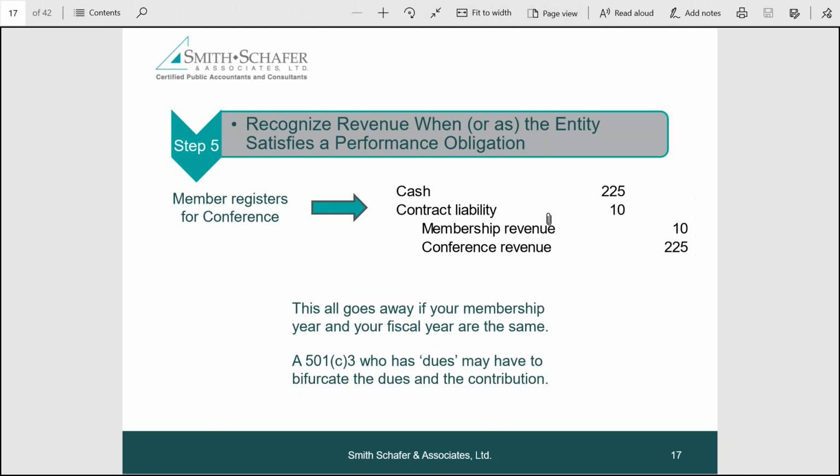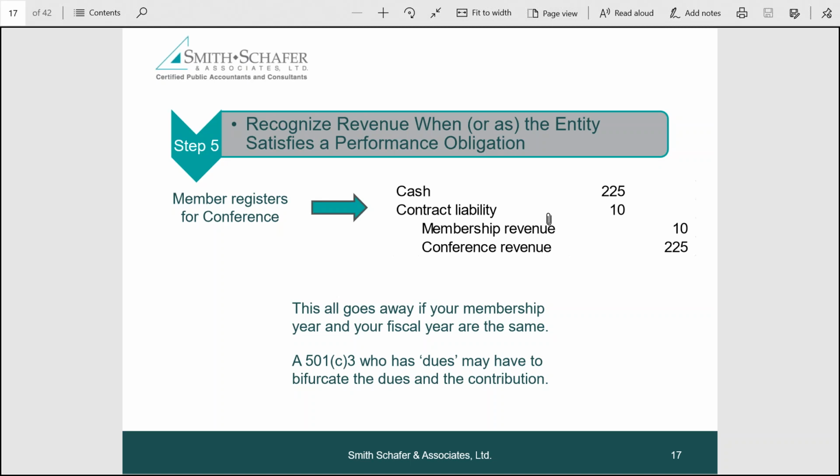And again, 501c3s, this may apply to you. What a 501c3 has to deal with is maybe they have some sort of dues, quote unquote, dues revenue. Again, maybe you say, join at the $500 level, you'll get these type of benefits. Well, the standard says you have to bifurcate.